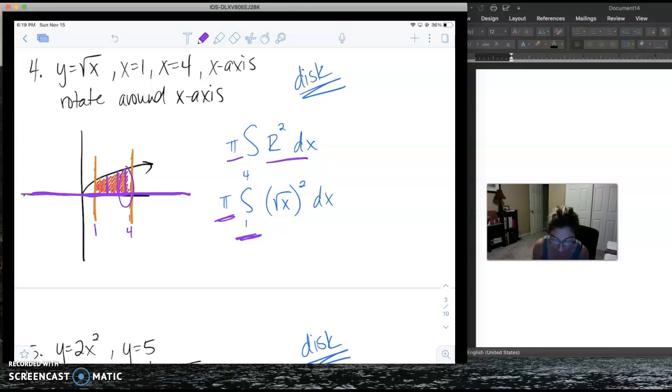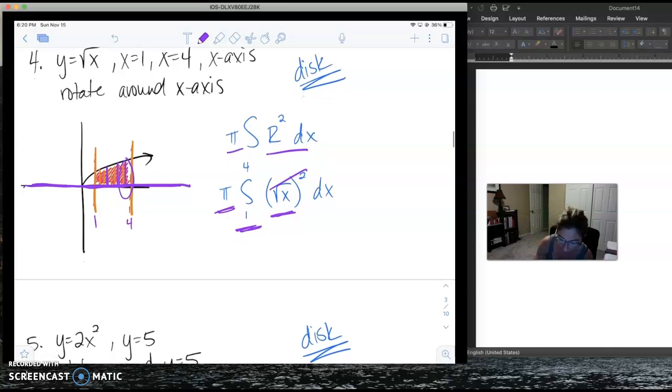And I'm going to do pi big R squared. My big R was my function, my square root of x. Don't forget to square it. And then we're integrating with respect to x because my rectangles are stacked along the x. When I square a square root, that goes away. And so my integral turns out to be pi times the integral from 1 to 4 of just x. And then you can integrate and evaluate from there.